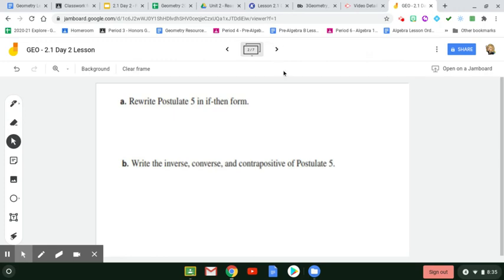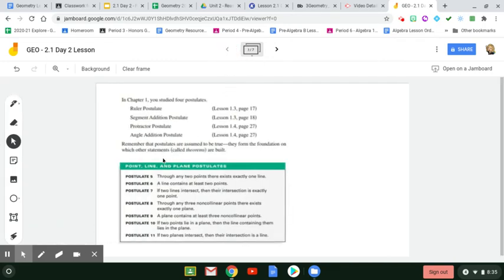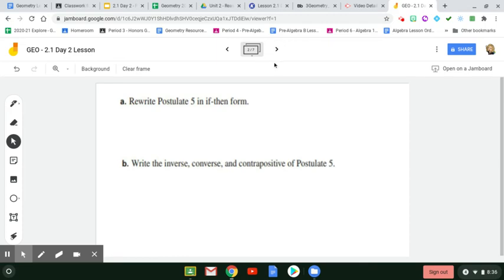We're going to apply those now with conditional statements. So rewrite postulate 5 in if-then form. Postulate 5 is: through any 2 points, there exists exactly one line. I want you to pause the video and see if you can come up with an if-then statement for postulate 5.